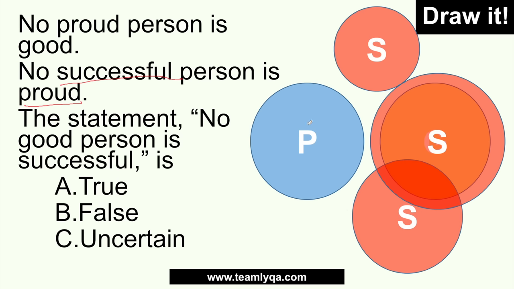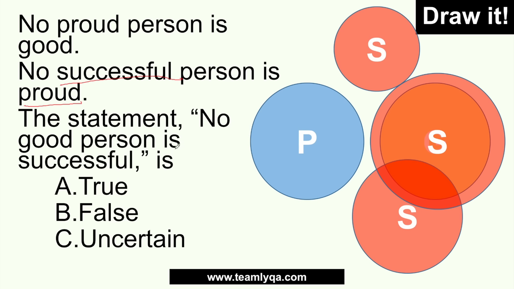So again, hindi ka sure, ang alam mo lang yung S nasa labas ng P. So, hindi mo alam kung dyan siya, kung dyan siya, kung dyan siya, or anywhere else. So, kung hindi ka sure, ano ang epekto niya dun sa question? Ang question is that no good person is successful.